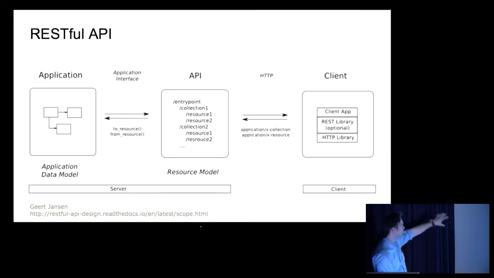So you're going to model the application data model, and you're going to do that in a way that's most efficient for storage. And then you're going to model the API in the way that's most efficient for the contract of interaction between the client and the server. And then this to resource and from resource is basically how do you get back the application's data model, the underlying DB model, from what is going over the wire. And then lastly, sending it to the client.